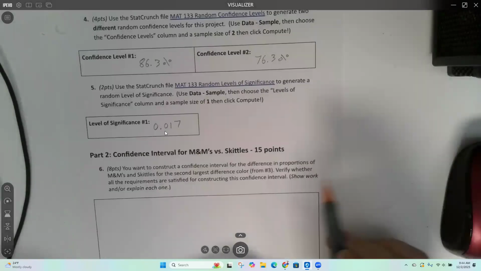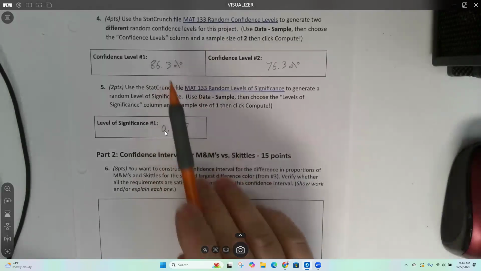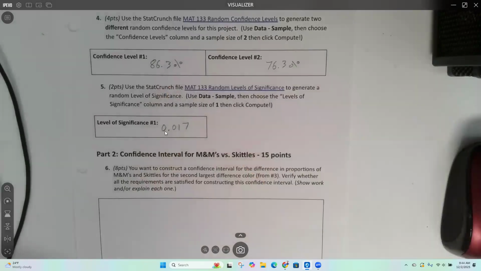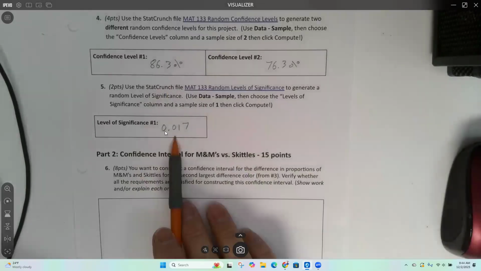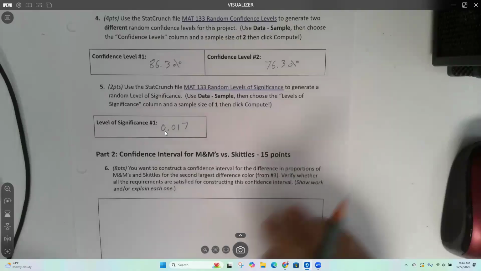All right. So we're going to use this one for comparing M&Ms versus Skittles. We'll use this one for sample sizes, and then we'll use this one for hypothesis testing. Okay. All right.